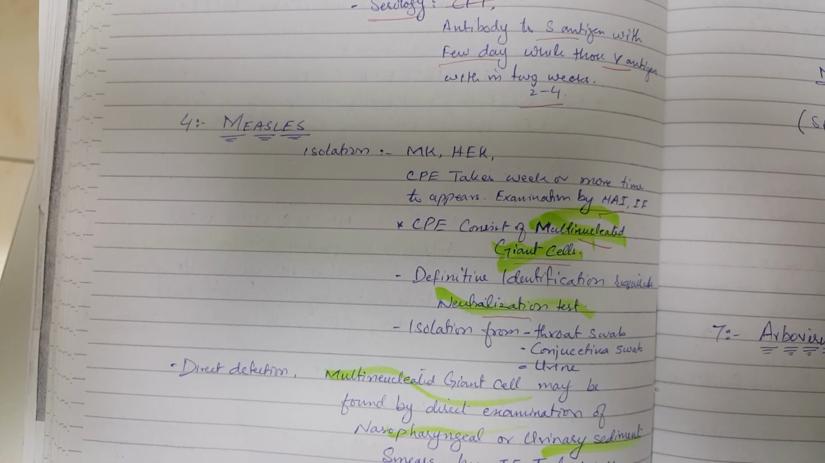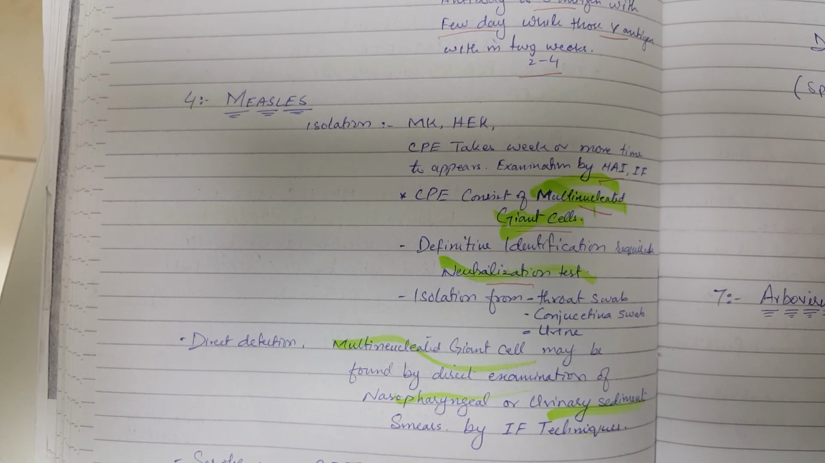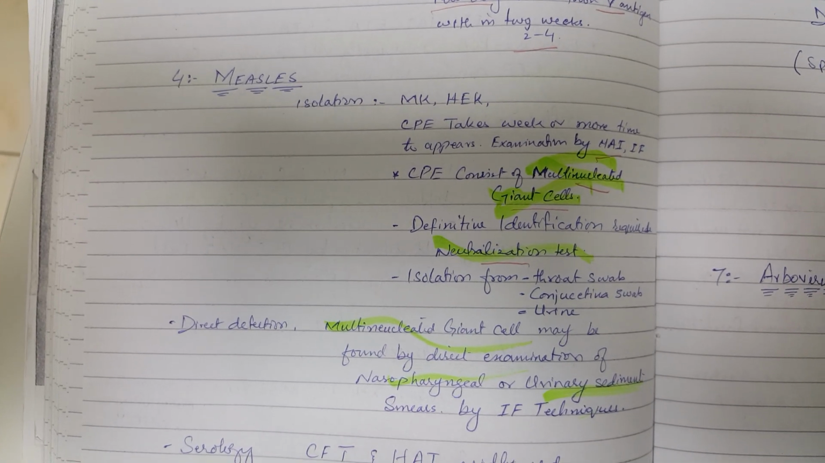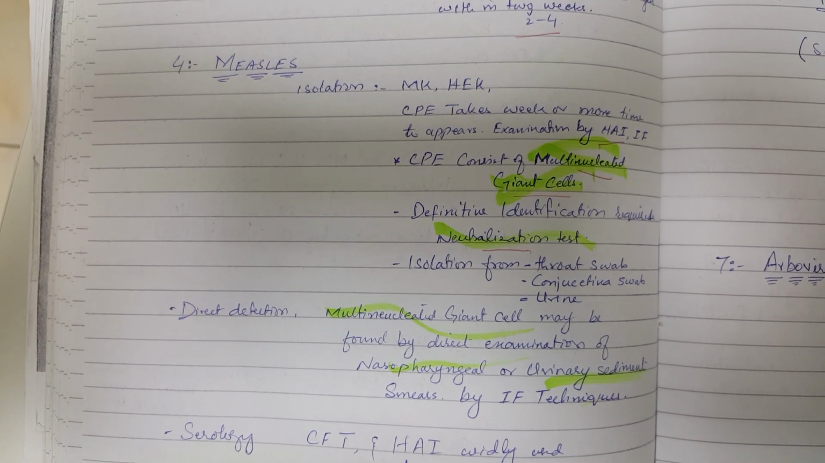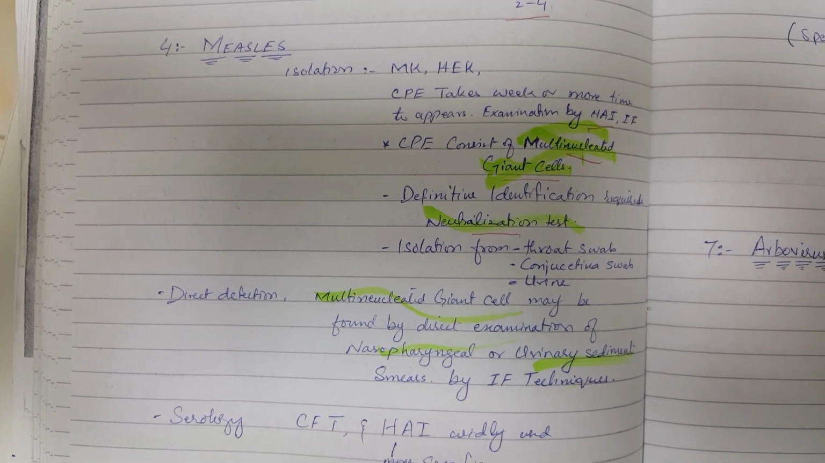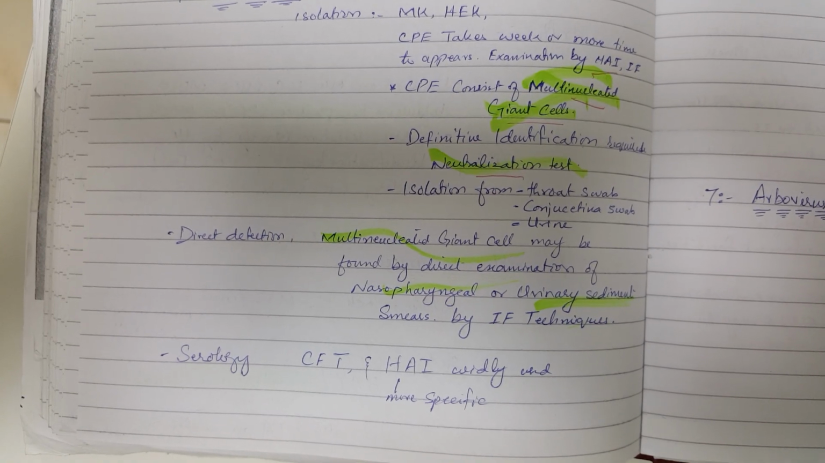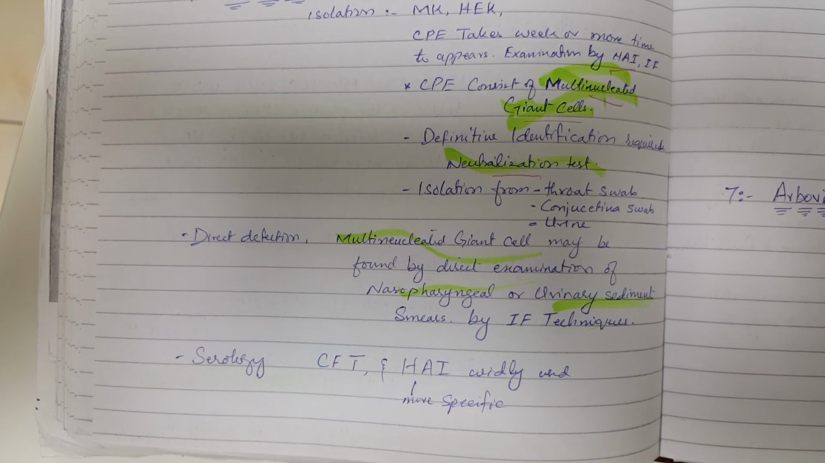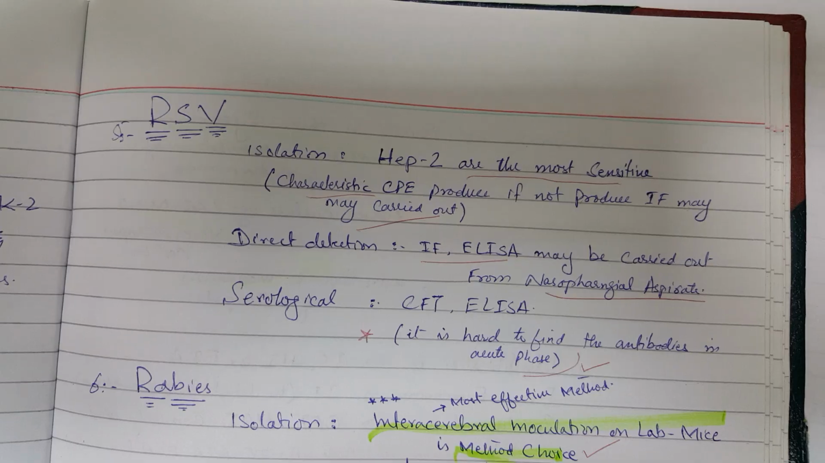Direct detection of multinucleated giant cells may be found by the direct examination of nasopharyngeal or urinary sediment smear by the immunofluorescent technique. Serology can be done by CFT and hemadsorption inhibition. Widely used, hemadsorption inhibition is more specific in case of measles also.